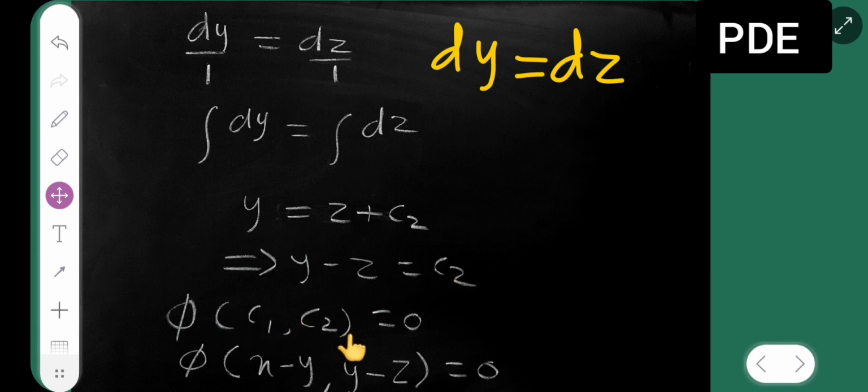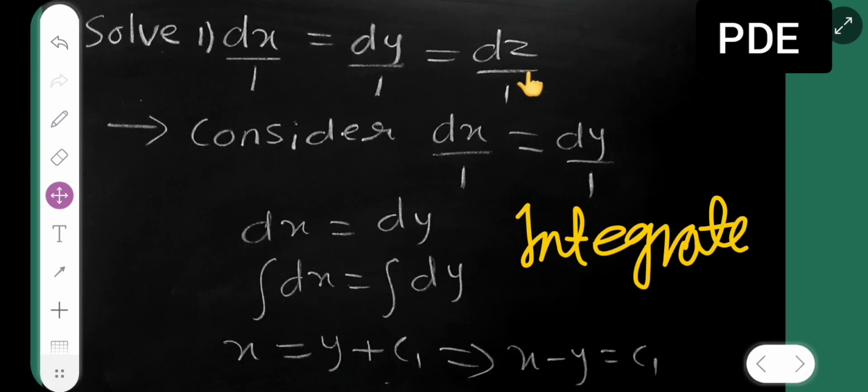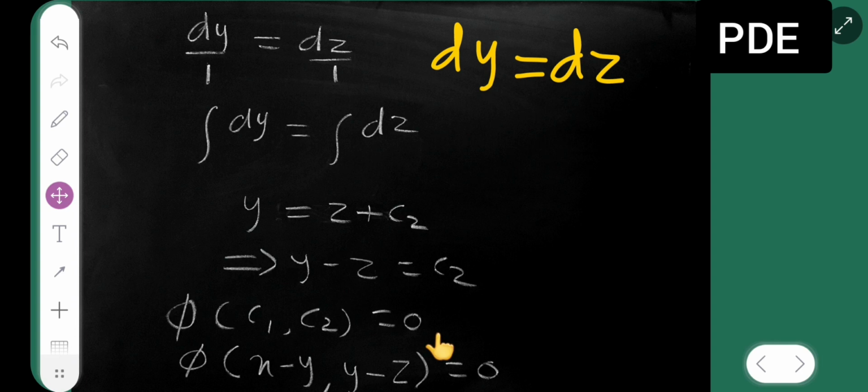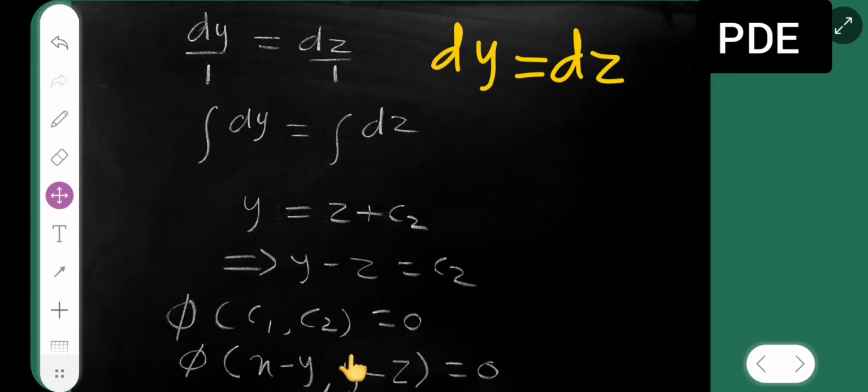Now phi of c1, c2 is equal to 0. This I have taken from the working rule. c1 is nothing but x minus y, so I have plugged in the value, x minus y, comma, and c2 is y minus z, is equal to 0. This method, the grouping method, is very simple.